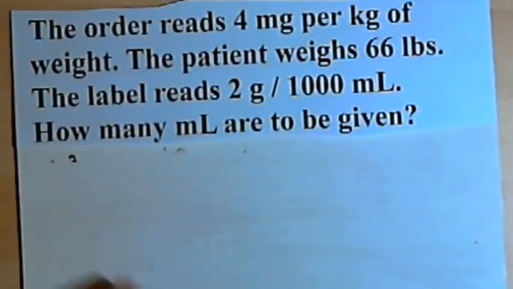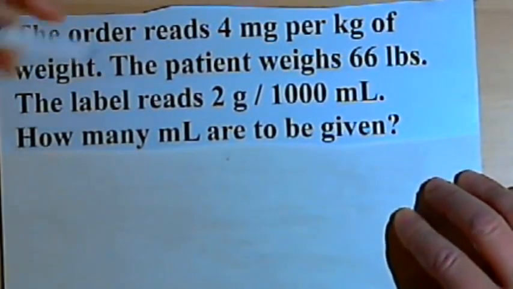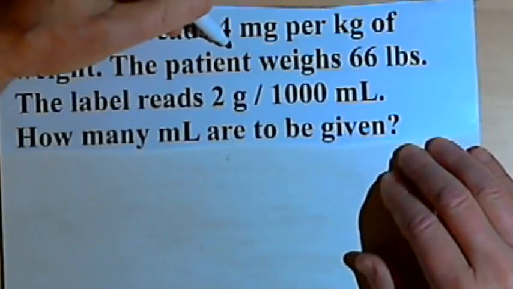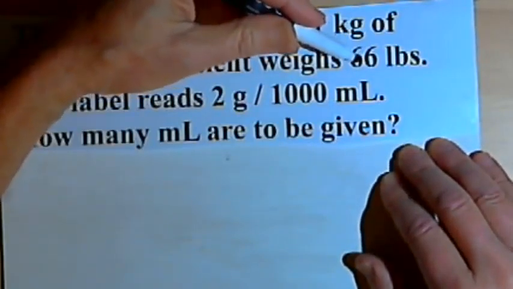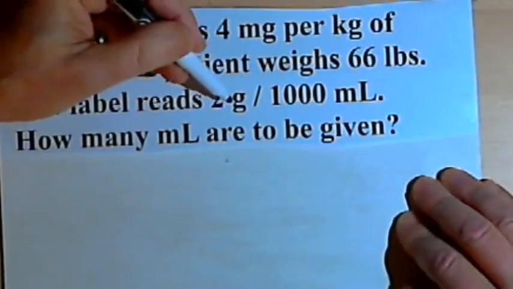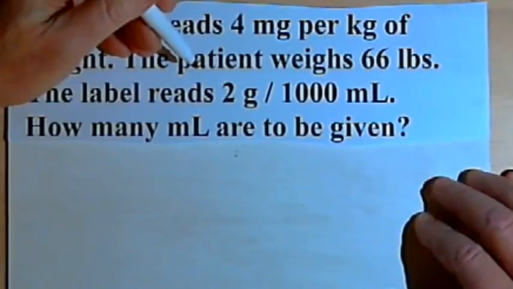And here's the last one. This one says that the order reads 4 milligrams per kilogram of weight. The patient now weighs 66 pounds. The label reads 2 grams per 1,000 milliliters. How many milliliters are to be given?